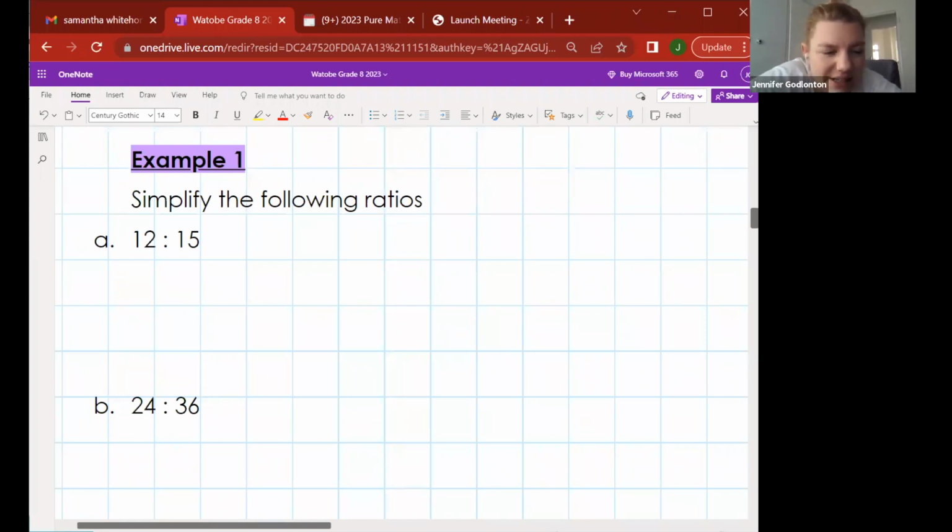Okay, so Tyler is saying a suggested answer for A is 4 to 5. Let's see if people agree or if they disagree. And let's see what comes up for B. Okay, lots of answers coming in. Okay, I'm seeing some really good answers.